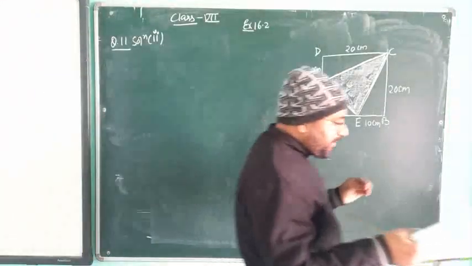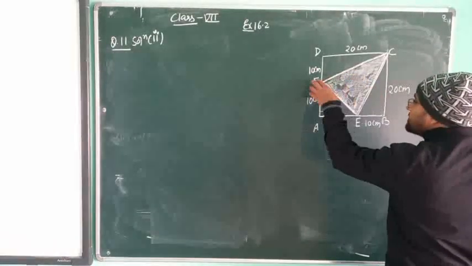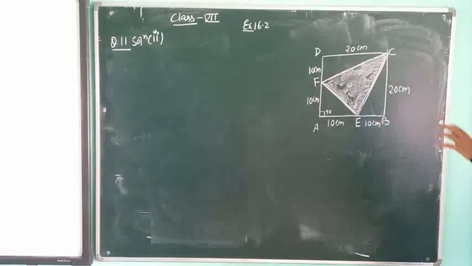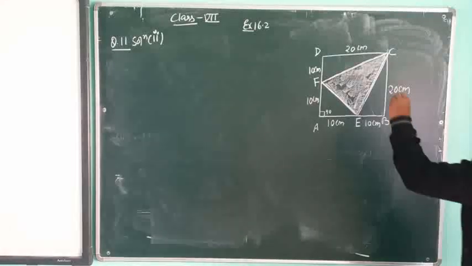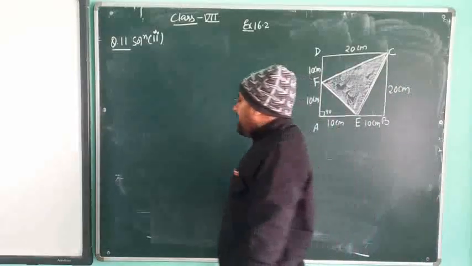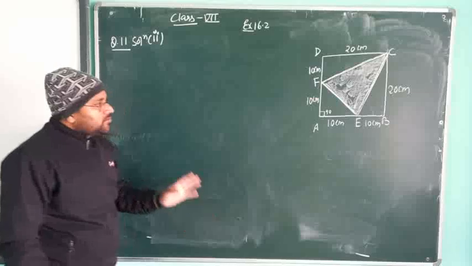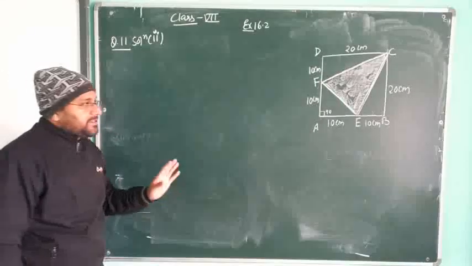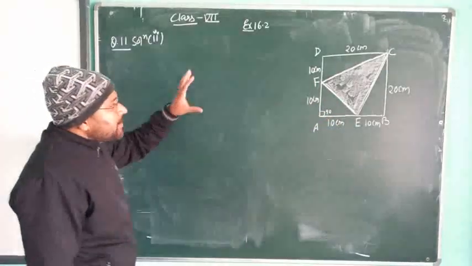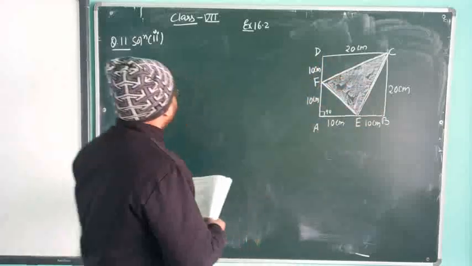In the following figure, find the area of a shaded region. Our aim is to find the area of this shaded region CEF. And it is given in the square ABCD, whose side is 20 centimeter. So our aim is to find out the total area of this figure ABCD.